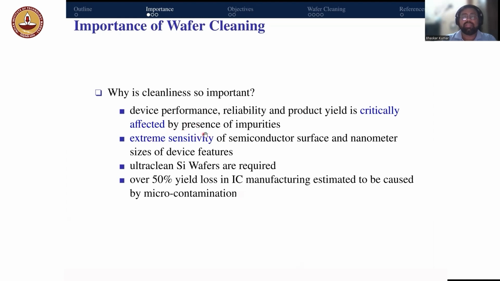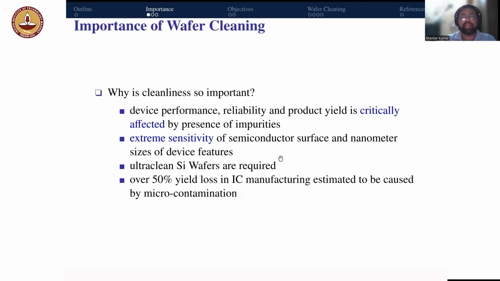And these devices are extremely sensitive, especially at the surface, because of the planar device technologies. This semiconductor surface is very much important. And since we are imprinting nanometer size features on the surface, it's extremely important to have an ultra clean semiconductor surface so that the devices are working and your chips give a very good result. So in that case, ultra clean silicon wafers are required.